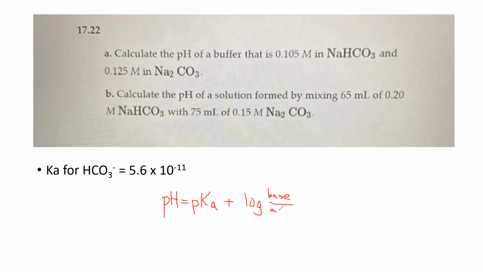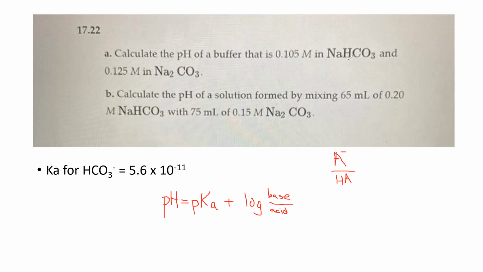These are going to be the concentrations. So with that final piece, base over acid, sometimes we also write it as A minus over HA. But with it, remember that P is just representing the negative log. So we've got the Ka for the bicarbonate ion, so we can get the pKa. We've got the concentration, at least for the first one, of those conjugate acid, conjugate base. We just have to think about which is going to be which.